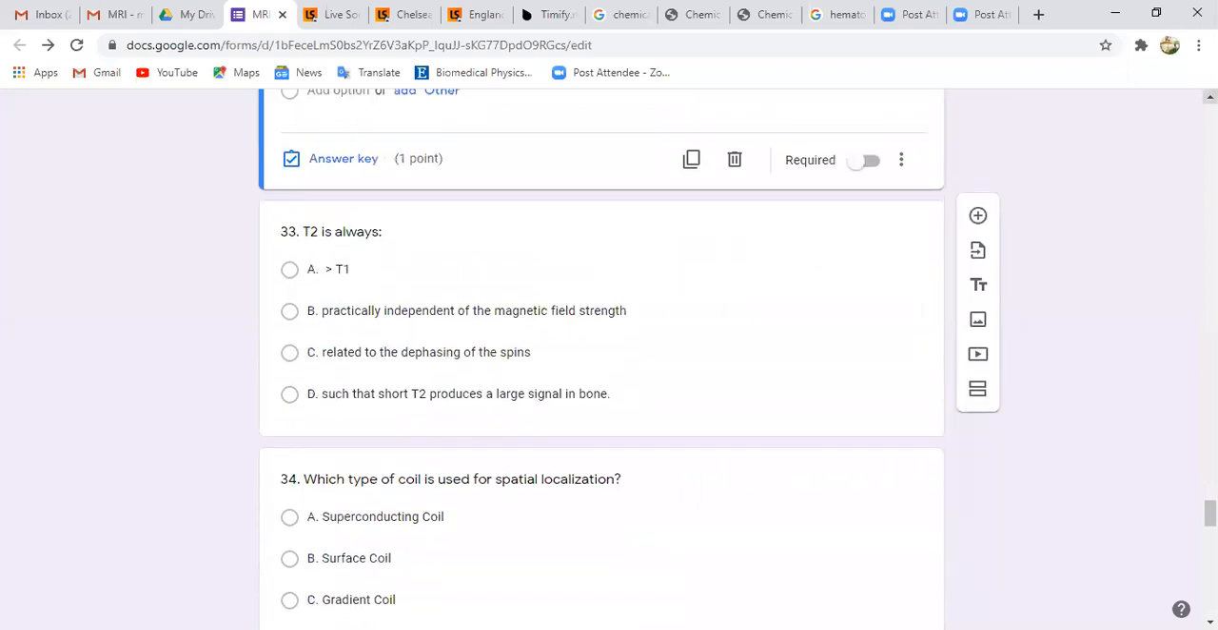33. T2 is always what? C. C? Yes, sir. C. Okay. A is out. T2 is practically independent of the magnetic field. Why is it independent of the magnetic field strength?